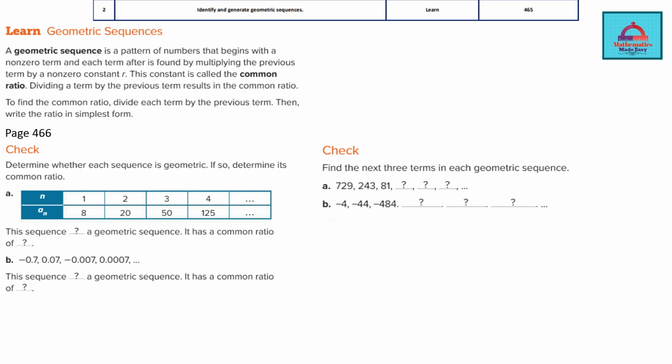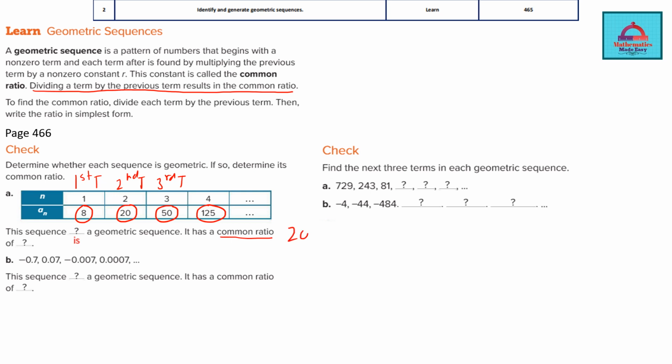Check on page 466. Determine whether each sequence is geometric. If so, determine the common ratio. So this is the first term, the second term, the third term, and so on. The numbers are 8, 20, 50, and 125. So as you see, dividing a term by the previous term results in the common ratio. So is this sequence a geometric sequence or not? We are going to check by finding the common ratio.